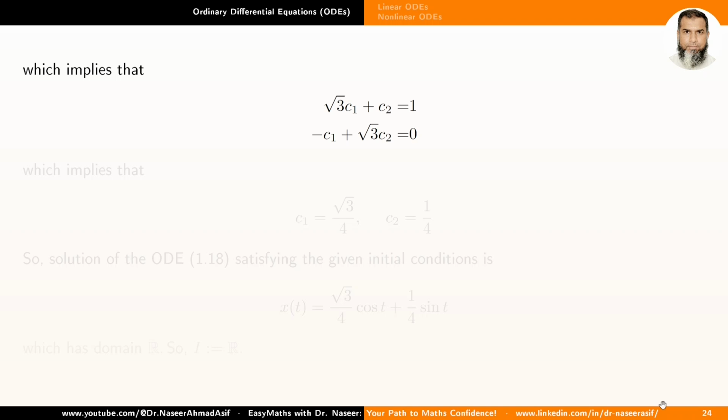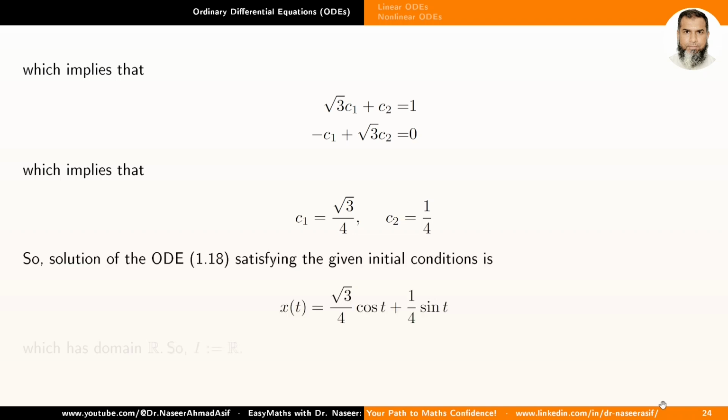Solving these for c1, c2, we have c1 is equal to 3 square root by 4, c2 is equal to 1 by 4. So the solution of the ODE 1.18 satisfying the given initial condition is x of t is equal to 3 square root by 4 cosine t plus 1 by 4 sin t. This function has domain R, so I is equal to R.